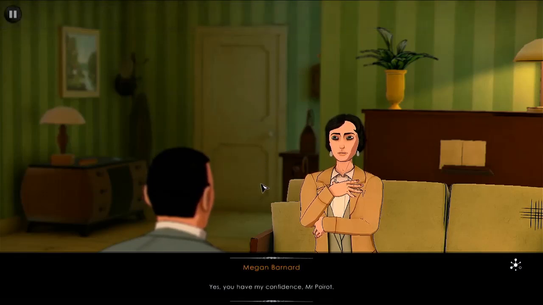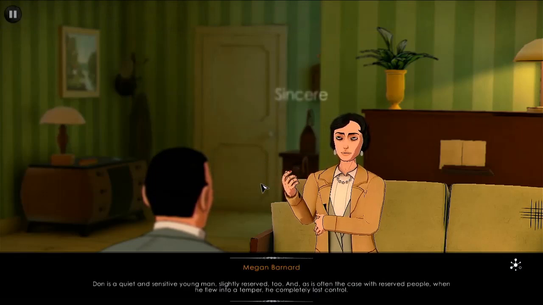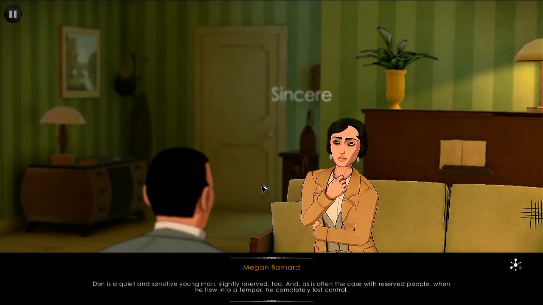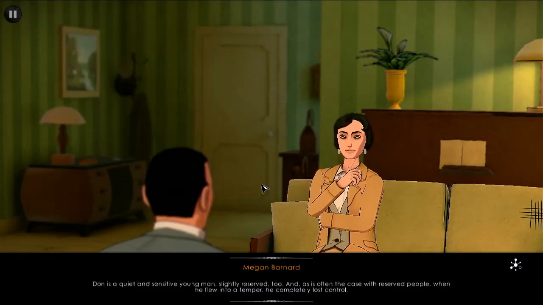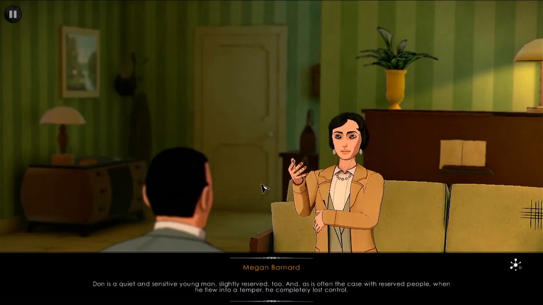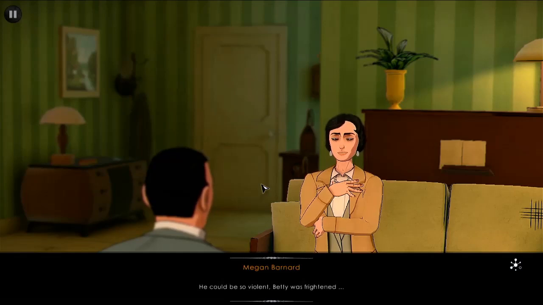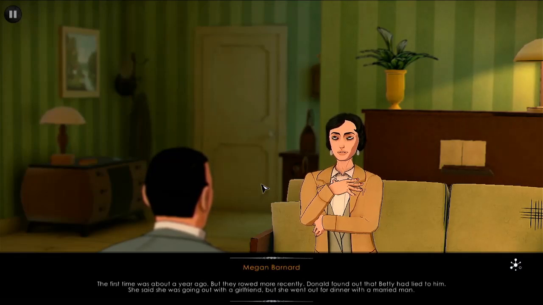Yes, you have my confidence, Mr. Poirot. Don is a quiet and sensitive young man. Slightly reserved too, and as is often the case with reserved people, when he flew into a temper, he completely lost control. He could be so violent. Betty was frightened. And when was this? The first time was about a year ago. But they rowed more recently.